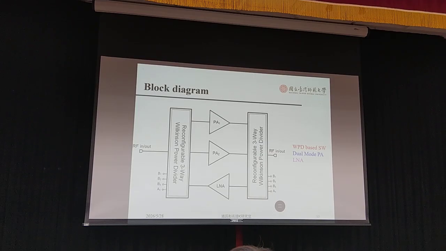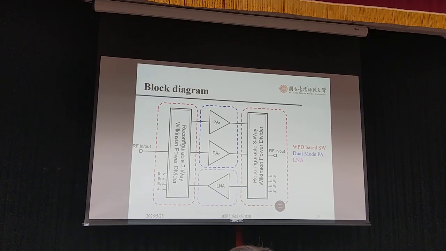Now, let us move to the proposed architecture. The system includes 3 main blocks: a 3WPD-based switching network, a dual-mode power amplifier, and a current-reuse low-noise amplifier. The key idea is using a reconfigurable 3-way Wilkinson power divider. Traditionally, Wilkinson dividers are used for power splitting and combining. In this work, we also use it for mode switching and signal routing. This allows one shared architecture to support multiple operating modes.